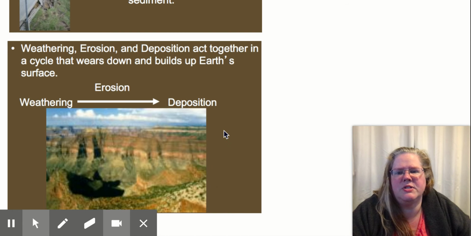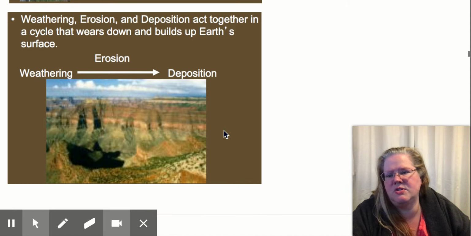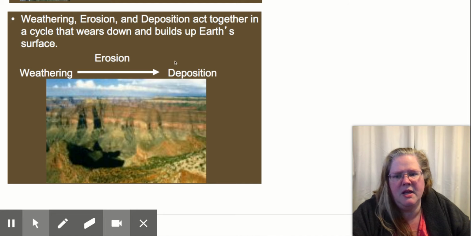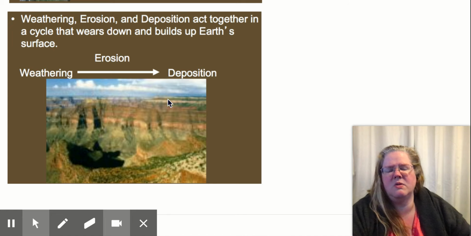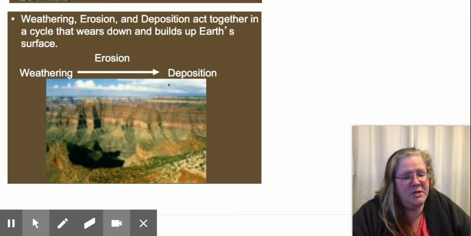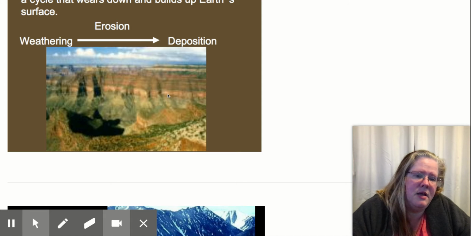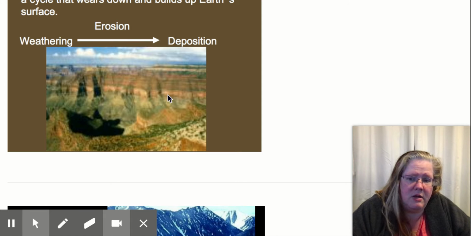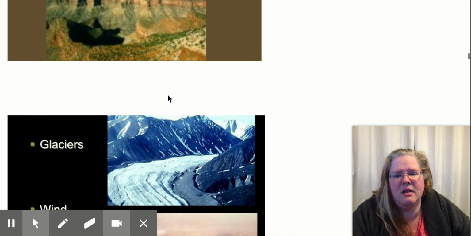So weathering, erosion, deposition act together in a cycle that wears down the earth and builds it up in new locations. This is something that we've talked about continuously throughout this whole second semester, and obviously that's a good test question. Weathering leads to erosion, which eventually can be transported and deposited in a new location. The Grand Canyon was cut by more than likely water, and deposited that somewhere else. It cut down that canyon.